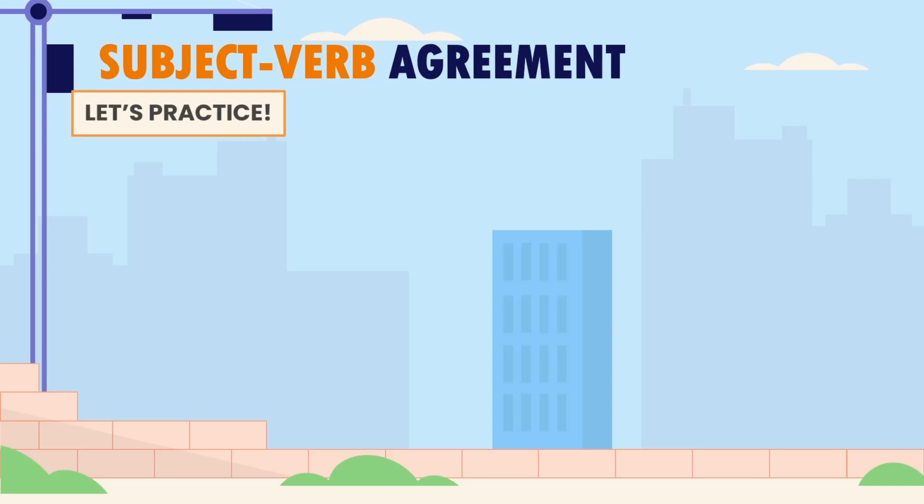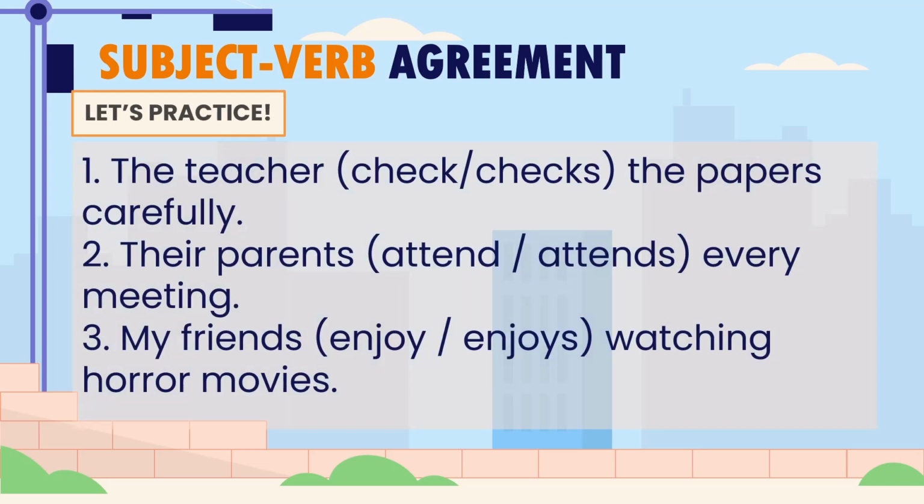Okay, so next. So pwede mo tong i-pause for a while and sagutan mo lang siya ng madali. Okay? So let's see. So the teacher checks the papers carefully. So let's identify first our subject used. So our subject is singular, then we will take a singular verb. So we will use the checks with S. So the teacher checks the paper carefully.